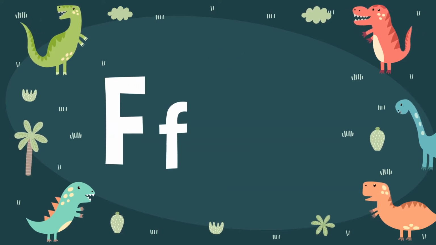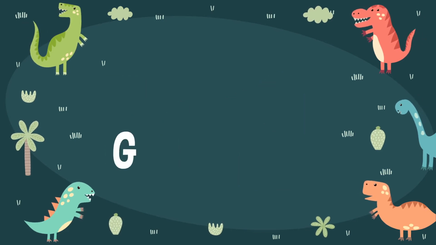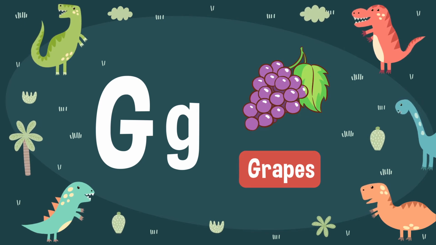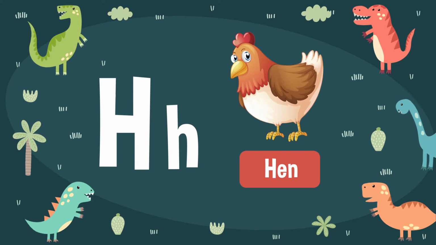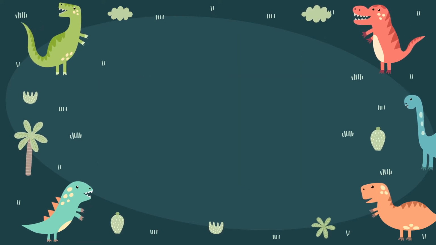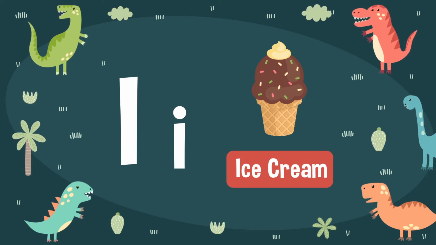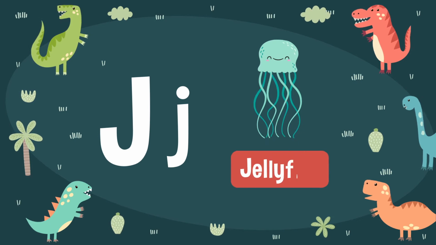F. F for fish. G. G for grapes. H. H for hen. I. I for ice cream. J. J for jellyfish.